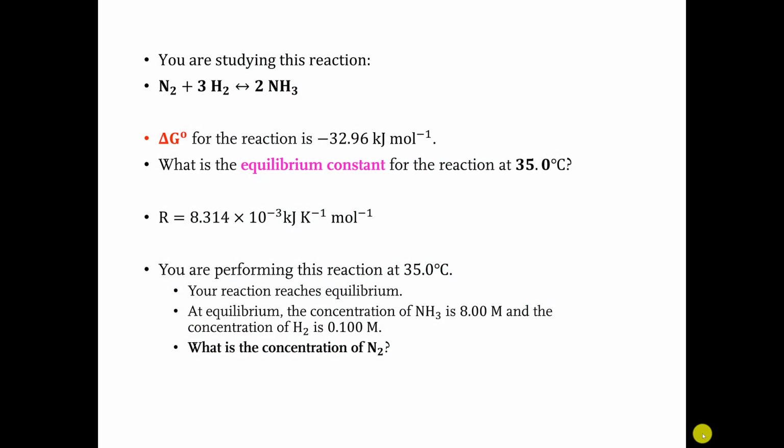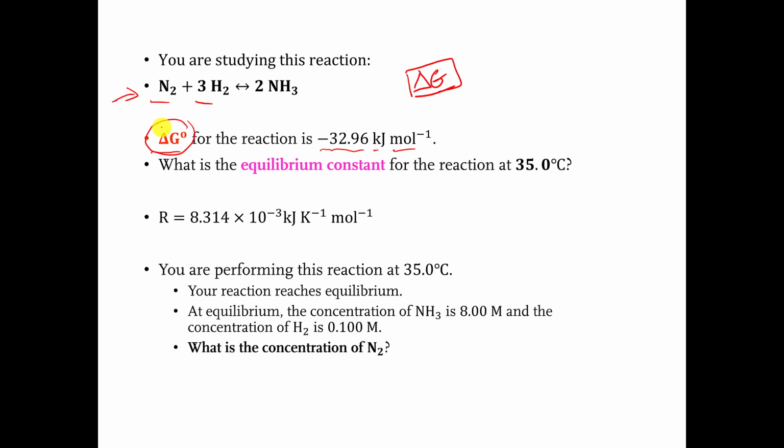Okay, so here is a sample problem related to the delta G equations that we mentioned in the previous video. You are studying this reaction. This reaction shows up all the time. This stuff is ammonia, in case you care. It says the standard change in free energy for this reaction is negative 32.96 kilojoules per mole.